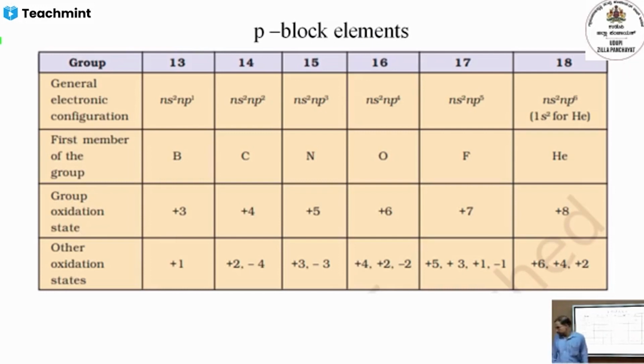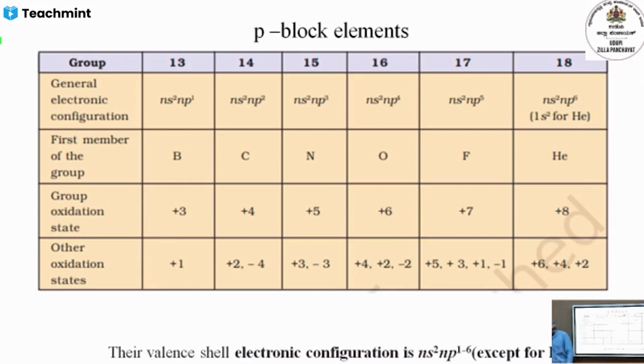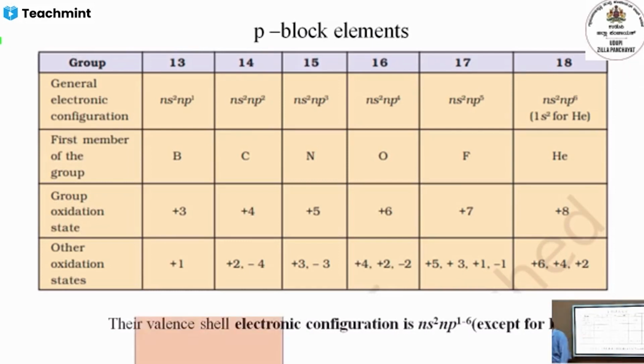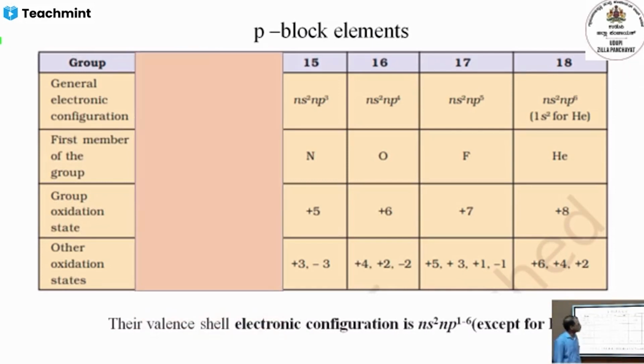P orbital of the atom. Out of that, today we are going to see only the group 15, 16, 17, and 18 members, where the 15th group is the nitrogen family, the 16th group is the oxygen family, the 17th group is the halogen family, and the 18th group is the noble gases.